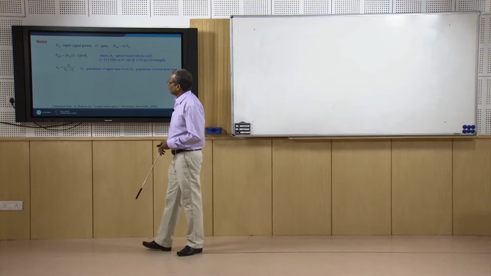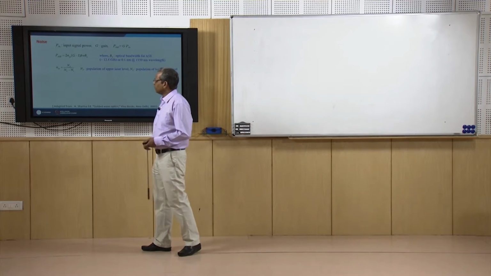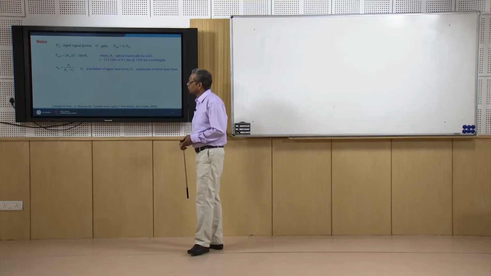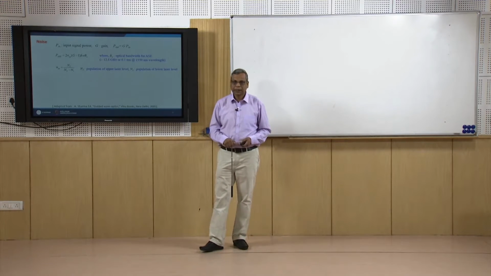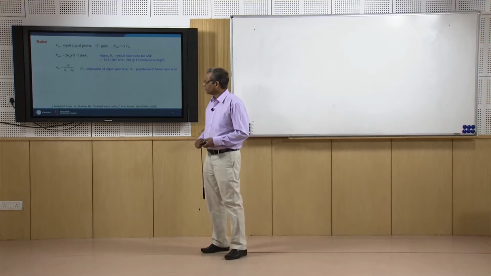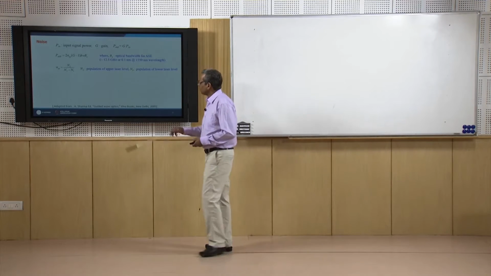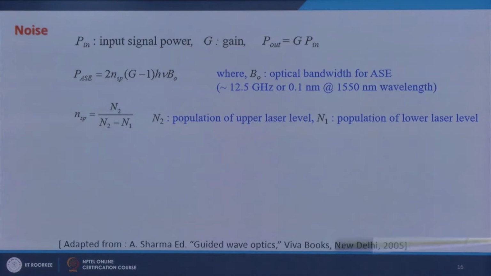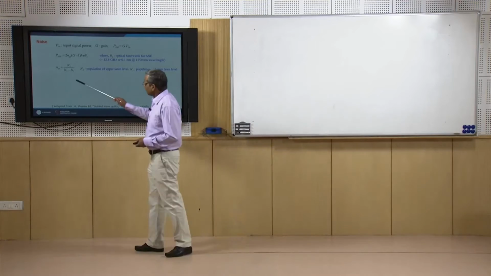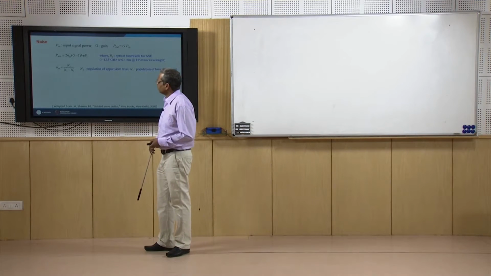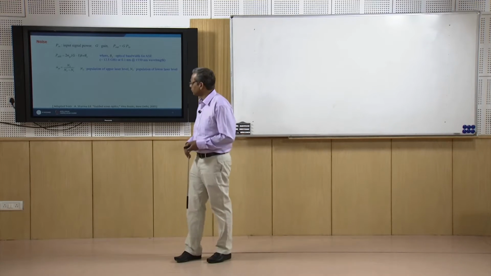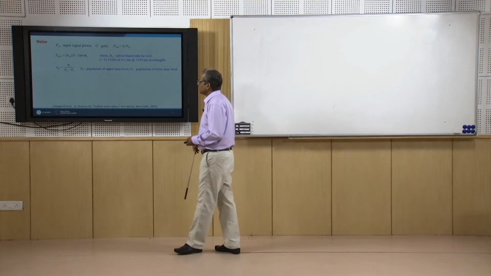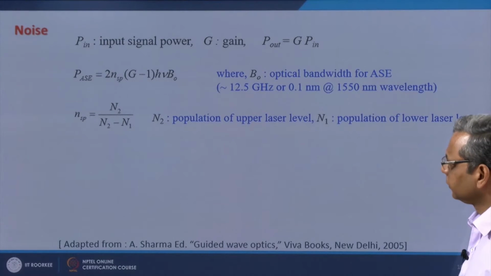NSP is given by N2 over (N2 minus N1), which gives the inversion factor, telling you how much inversion has taken place in the system, where N2 is the population of the upper laser level and N1 is the population of the lower laser level. So you can see that if N1 is equal to 0, then NSP is 1, so there is complete inversion. However, if N2 is equal to 0, then there is no inversion.